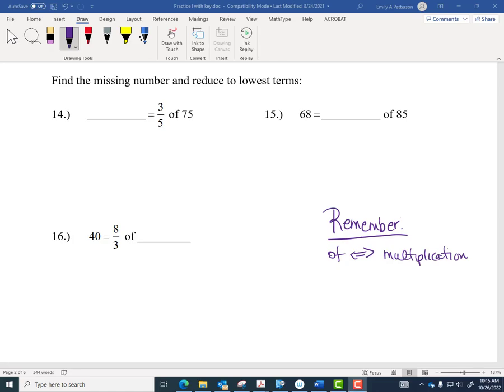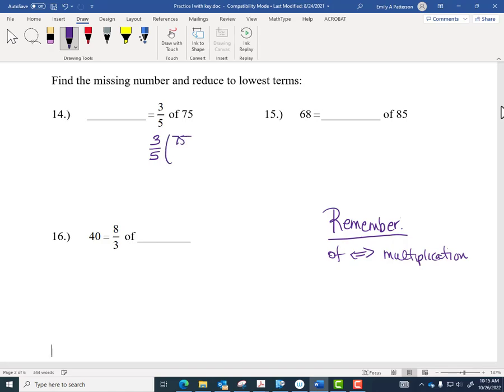In this video, we're going to talk about how to take fractions of a number or to find the missing piece. So in this first problem, in number 14, we're trying to take 3/5 of 75. And over here I have the reminder that when we see "of," it typically means multiplication. So we're going to do some fraction multiplication here. So this is 3/5 of 75.